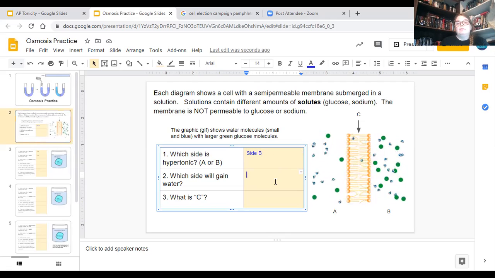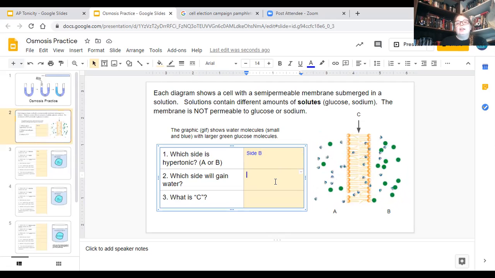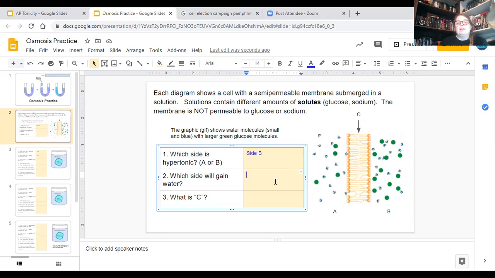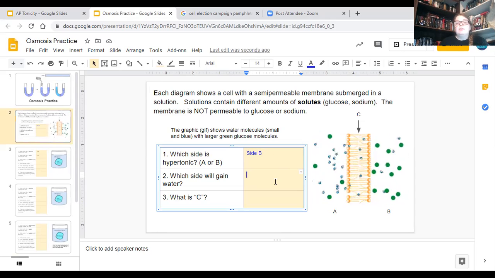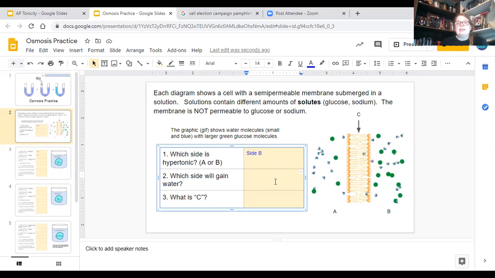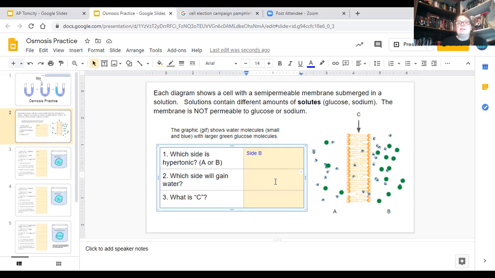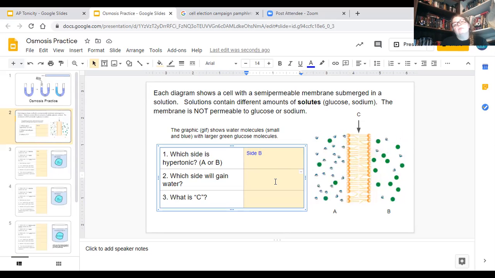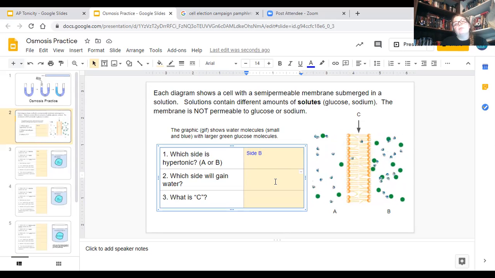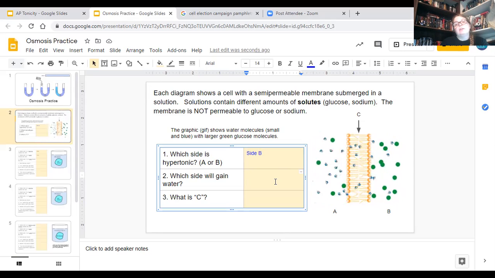So remember that water goes from high concentration to low concentration, just like a solute can. So the hypotonic side is the side that gains. Okay, so water is going to move from the hypotonic side to the hypertonic side.